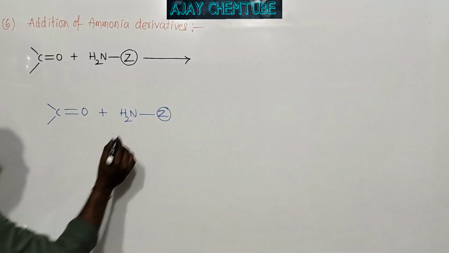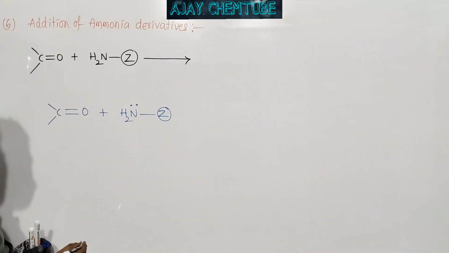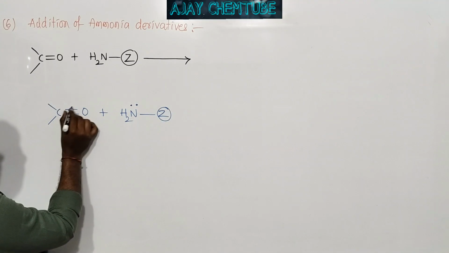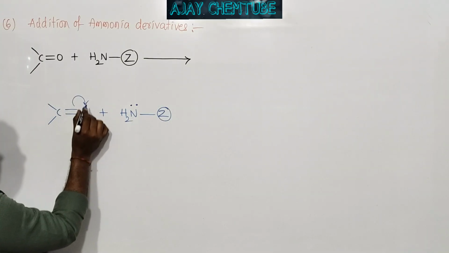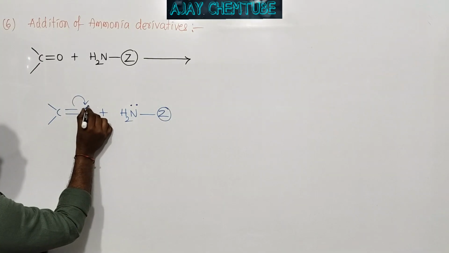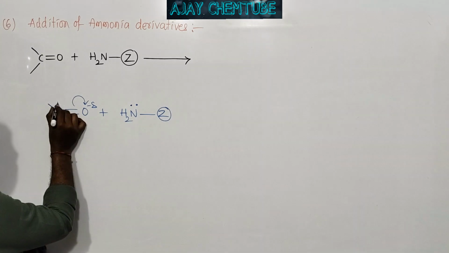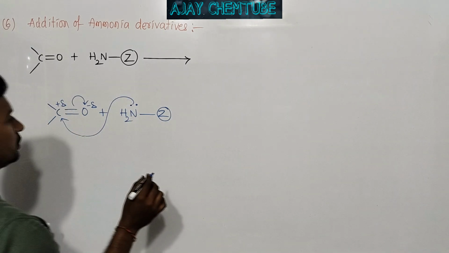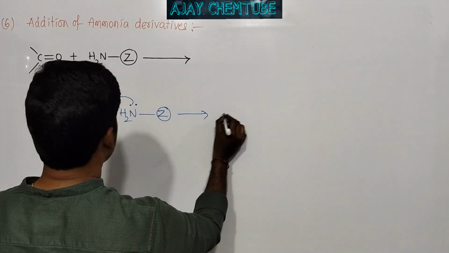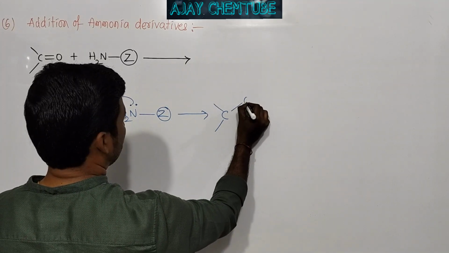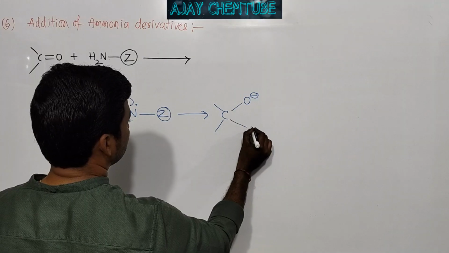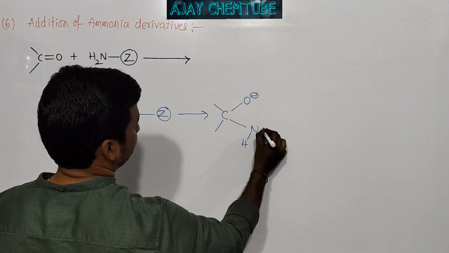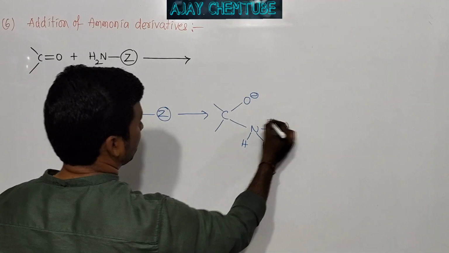How this reaction takes place: nitrogen is a nucleophile. This carbon is electrophilic because oxygen is more electronegative, taking electron, so it is partial negative, and carbon is partial positive. Now the nucleophile is added here like this, and it gives C, oxygen becomes O minus completely, and this is NH2, and some Z is present.